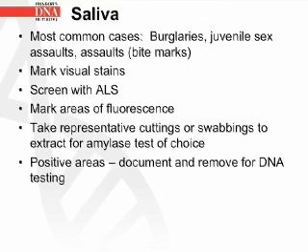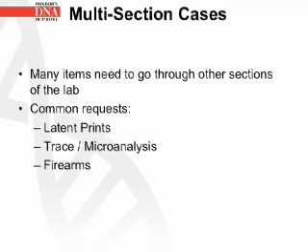You should mark any visual stains, then screen with the ALS and mark any areas of fluorescence. Then take representative cuttings or swabbings to extract for amylase, test of choice. Positive areas should be documented and removed for DNA testing.